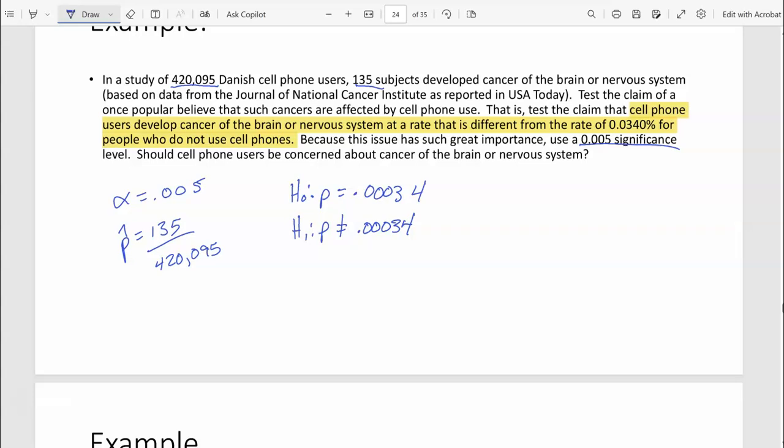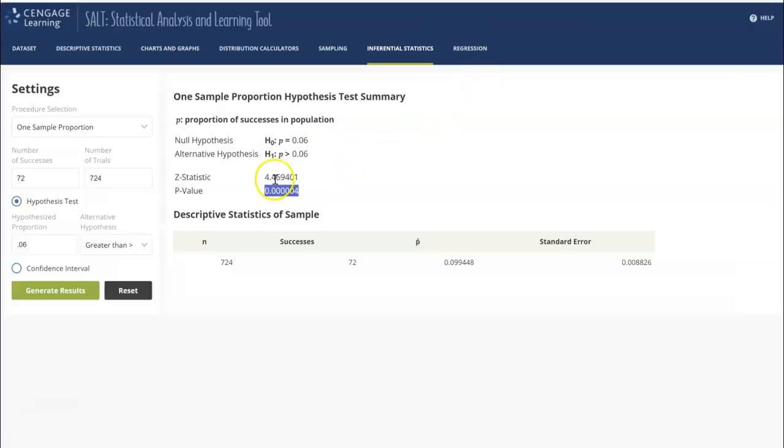So let's figure out what our p-value is going to be. Go in here. Number of successes was 135. Number of trials was 420,095. Our hypothesized proportion is 0.00034. And we are looking at not equal to. So our p-value here is 0.5122.